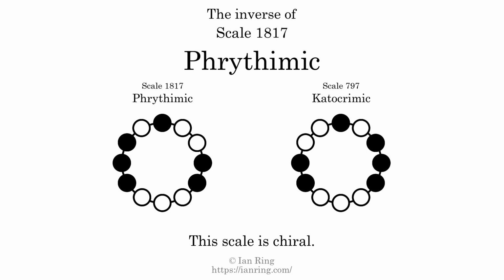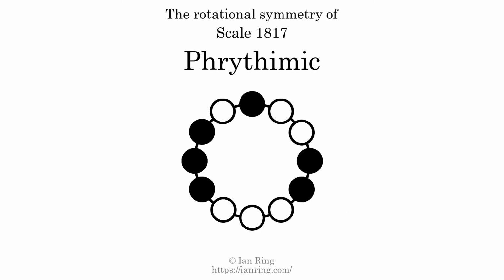The inverse of a scale is a mirror image. It is what you get when the sequence of intervals is reversed. The inverse of this scale is scale 797, also known as catachrimic. This scale is chiral. It cannot transform into its inverse by rotational transformation. This scale has no rotational symmetry.